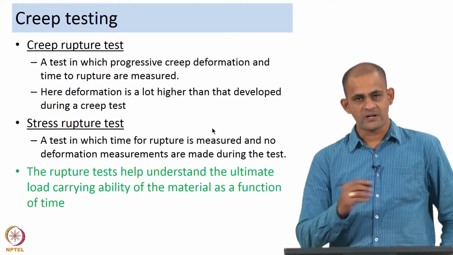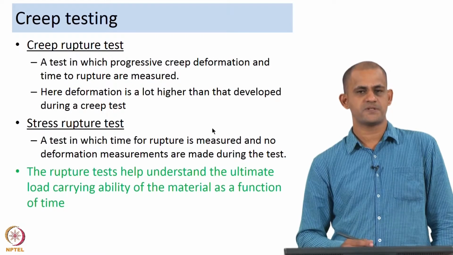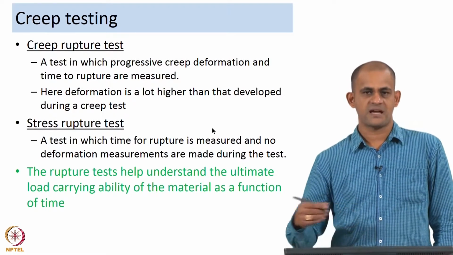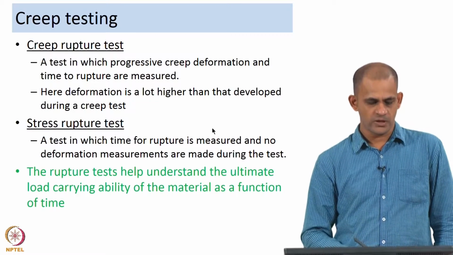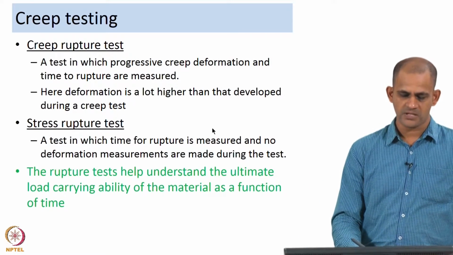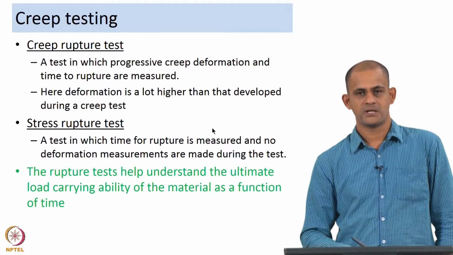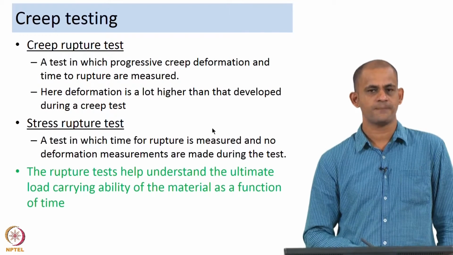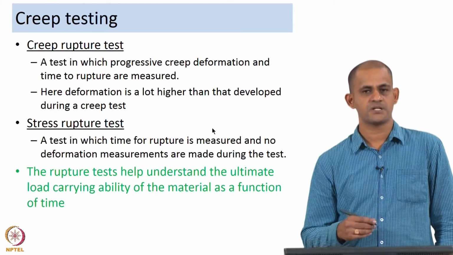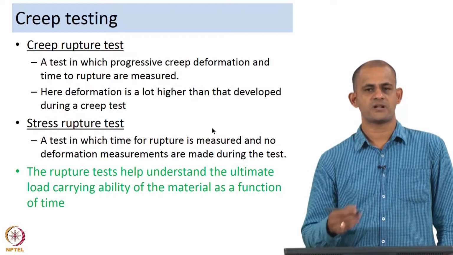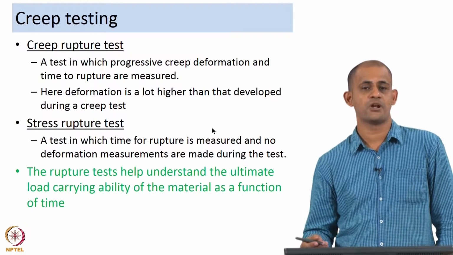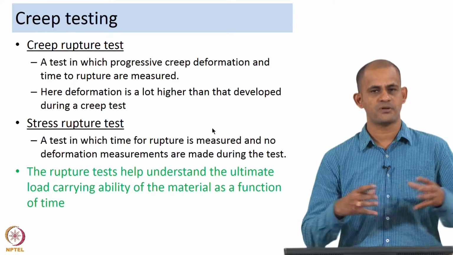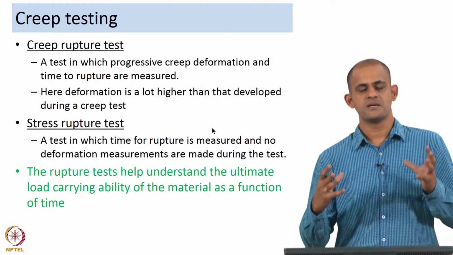Now, in contrast to the creep test, a creep rupture test is one where the deformation is carried out until rupture. A creep rupture test is a test in which progressive creep deformation and time to rupture both are measured. Here the plastic deformation that the sample experiences is a lot higher than that developed during a regular creep test, because you are taking your sample till rupture. So, the amount of deformation that the material experiences is significantly higher.